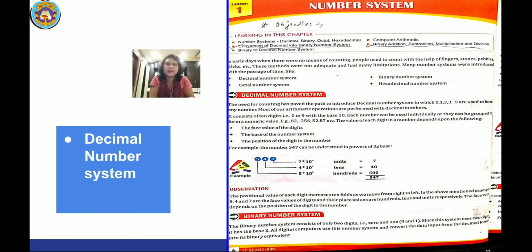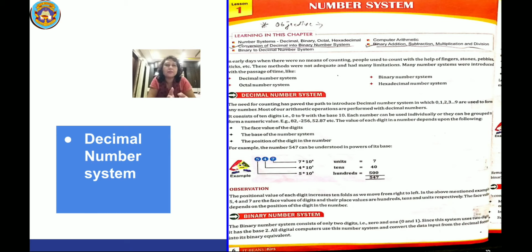In the early days, when there were no means of counting, people used to count with the help of fingers, pebbles, sticks, but these methods were not adequate as they could not do complex calculations. So with the passage of time, many number systems came into being. From there we have the decimal, binary, octal and hexadecimal number systems. The decimal number system is the most commonly used number system. The need for counting paved the path to introduce the decimal number system, in which 0 to 9 are used to form any number.